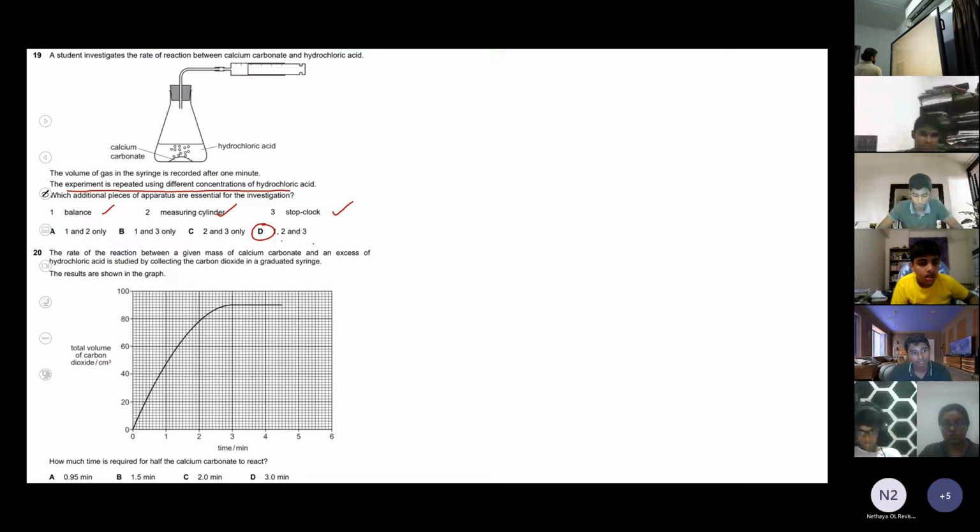How much time is required for half the carbonate to react? Around 1.5 minutes. Simple as that. This one is solved, right? Ready?